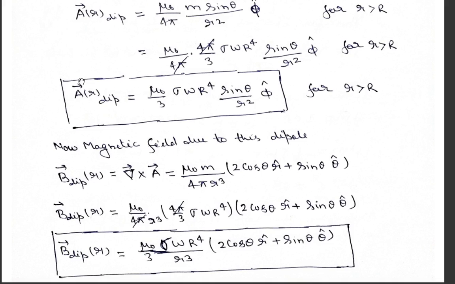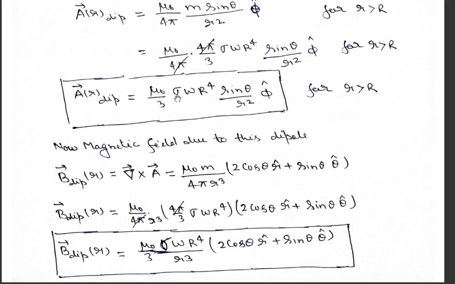So this will give the vector potential due to a dipole, that is mu 0 upon 3 sigma omega capital R to power 4 sin theta upon small r square, phi unit vector. So this is when the point of observation is larger than the radius of the spherical shell. If you see this value, it is exactly similar with the value we have obtained by other methods. Okay, so this is the vector potential due to a dipole.